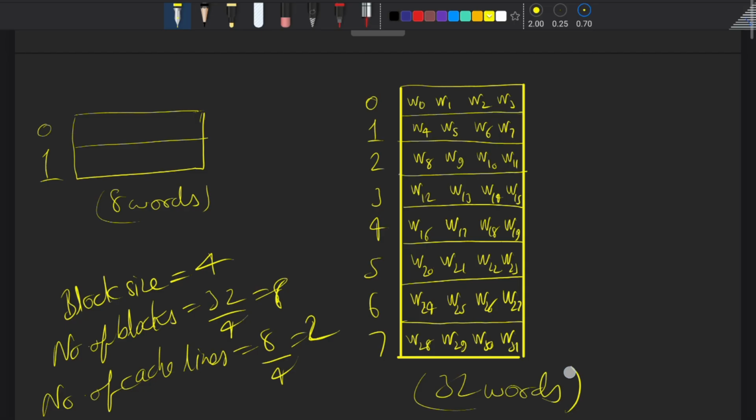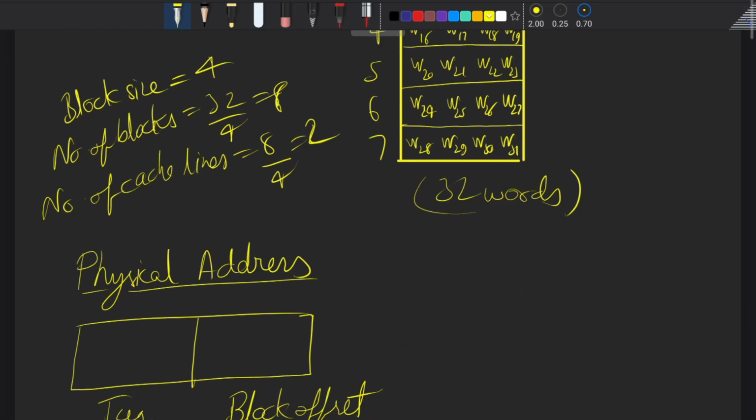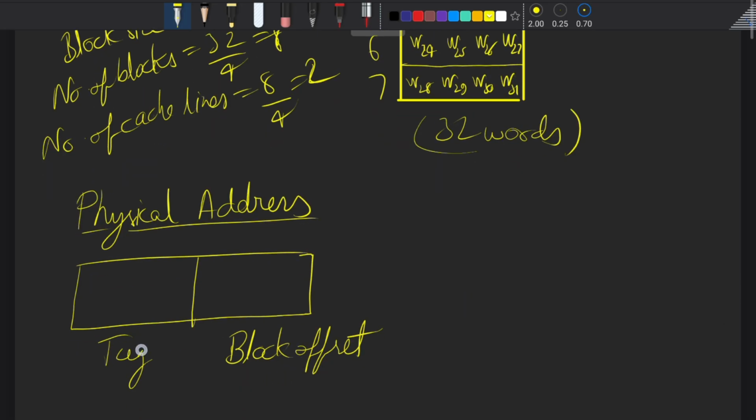Now, in case of associative memory, the physical address looks like this. It is divided in two parts: block offset and tag bit. Here, as was the case in direct mapping, block offset specifies the word, and the tag specifies the block number. Notice that we don't have a cache line bit here because the cache line is not fixed for every block.